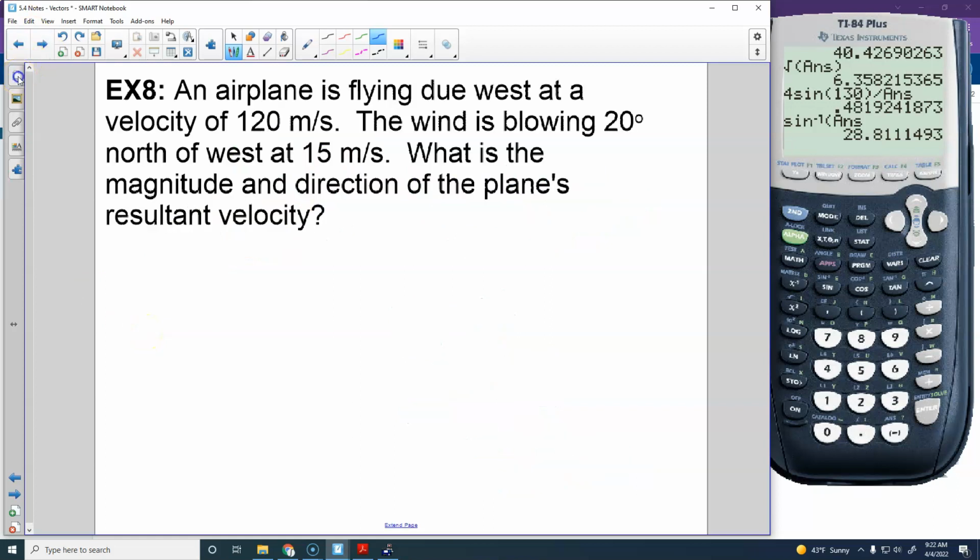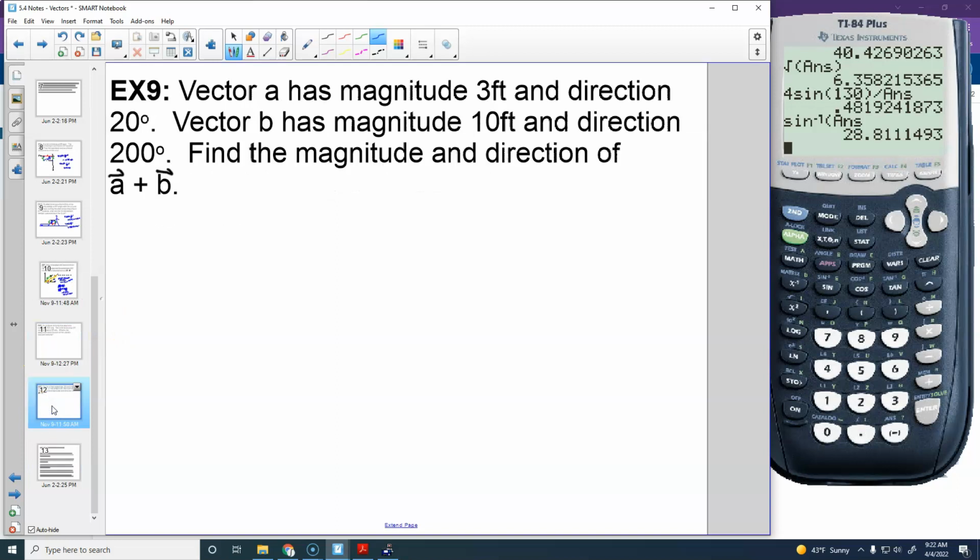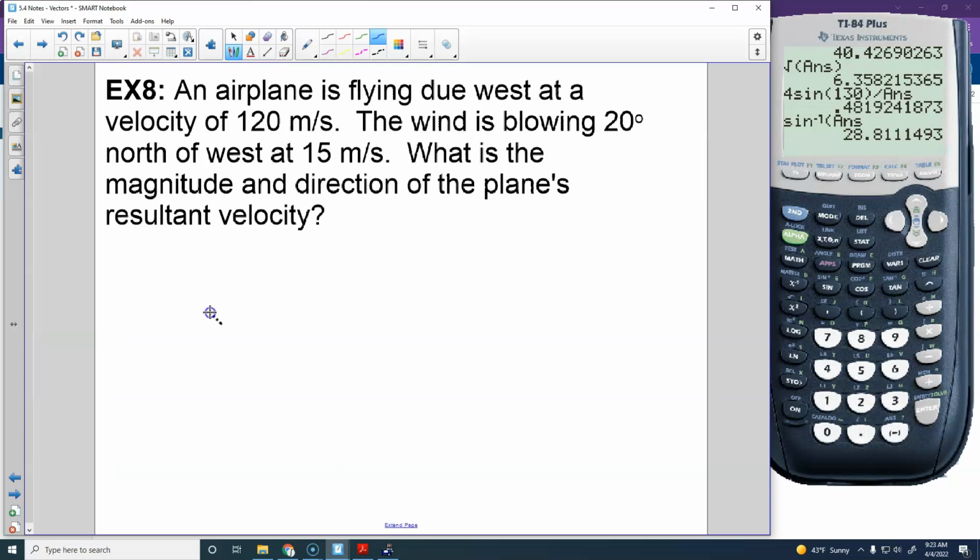I think it's the last one, isn't it? No. Oh, it's the last big one. The very last one there's kind of super easy, but a little tricky.